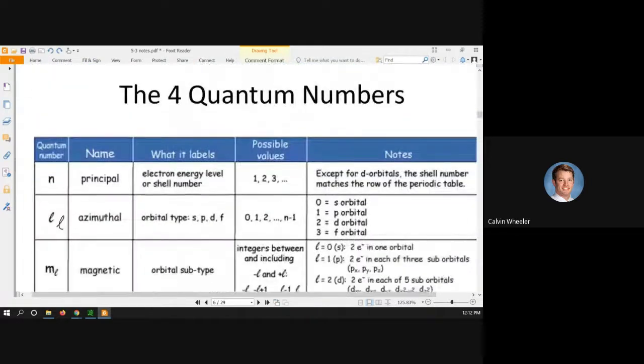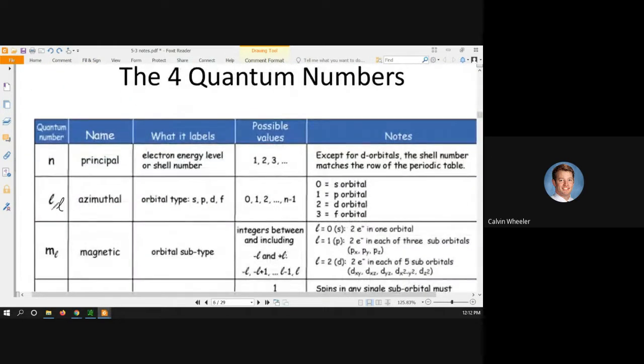Okay, so that is the azimuthal quantum number, the L quantum number. S, P, D, and F are your orbital types. Okay, so keep on reminding yourself, we're talking about electrons and where they're located. So what energy level? 1, 2, 3, 4, 5, 6, 7. Think about the Bohr model. And then what cloud shape are they in? That's your azimuthal, S, P, D, or F.